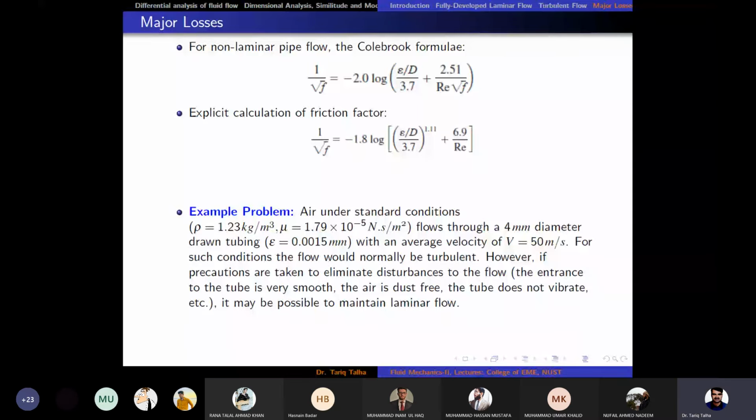Here, under standard conditions, the rho and mu values are given. Flow through a 4 mm diameter drawn tube. So this is a drawn tube, which is a manufacturing process. For that, the surface roughness value, epsilon, is 0.0015 mm. So let me write these values here.